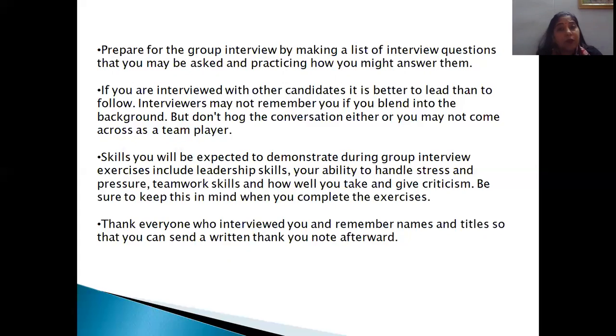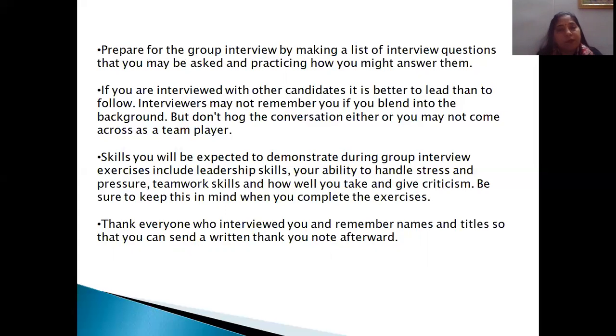Before leaving, before the completion, don't forget to thank everybody. Thank everyone who interviewed you and remember the names and titles of each of them, because you will be sending them a written thank you note afterwards. It's always good if you remember the name and designation of the person whom you are talking to. It always gives them a special feel that yes, this person is really interested, and that's why he is remembering each one of us.